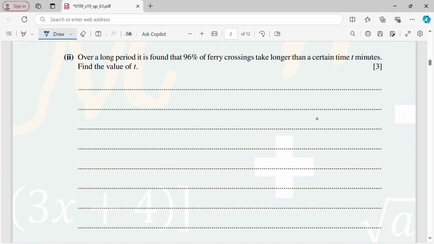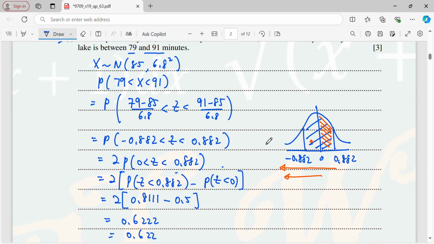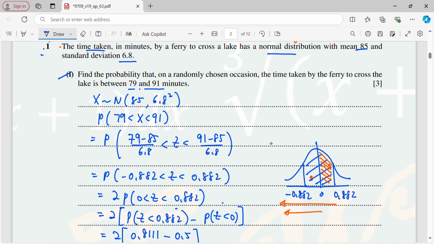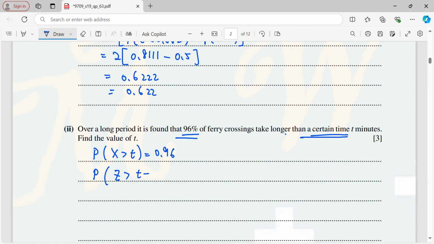Part 2. Over a long period, it was found that 96% of ferry crossings take longer than a certain time t minutes. Find the value of t. So this is represented by P(X greater than t), because longer than t. It is 96%, therefore the decimal is 0.96. Now here I will standardize it first. Z more than t minus the mean, which we get from the previous part, that is 85, divided by standard deviation 6.8. That is 0.96.